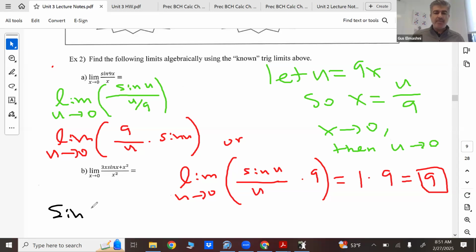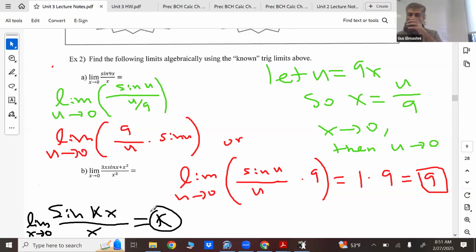So as a general rule, this you could write down. We have sine of kx, and you take the limit. It's just k. It's just k.